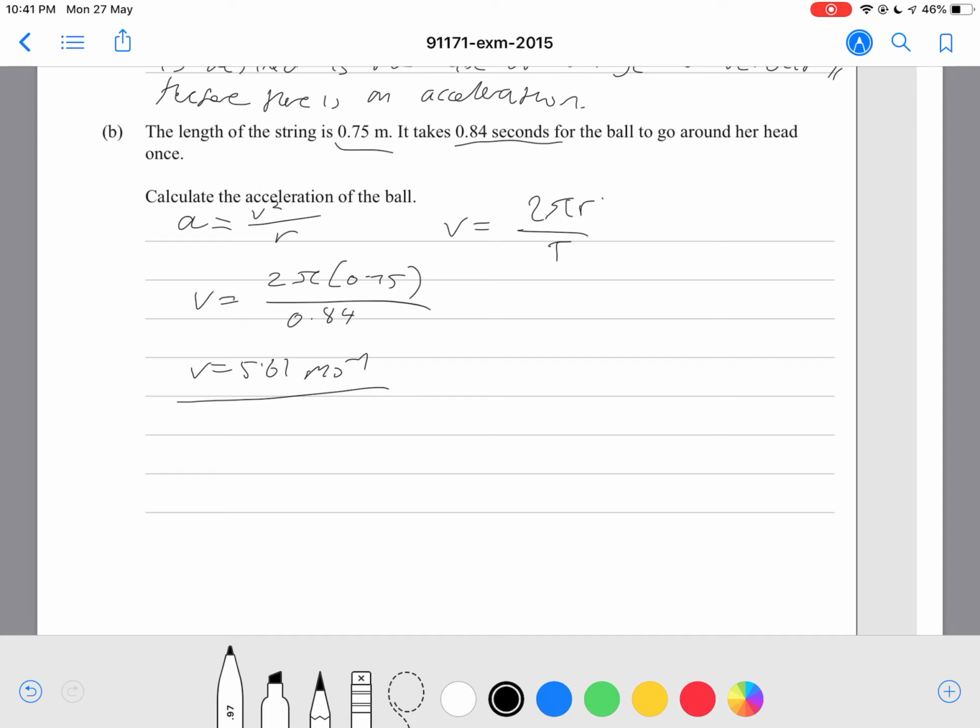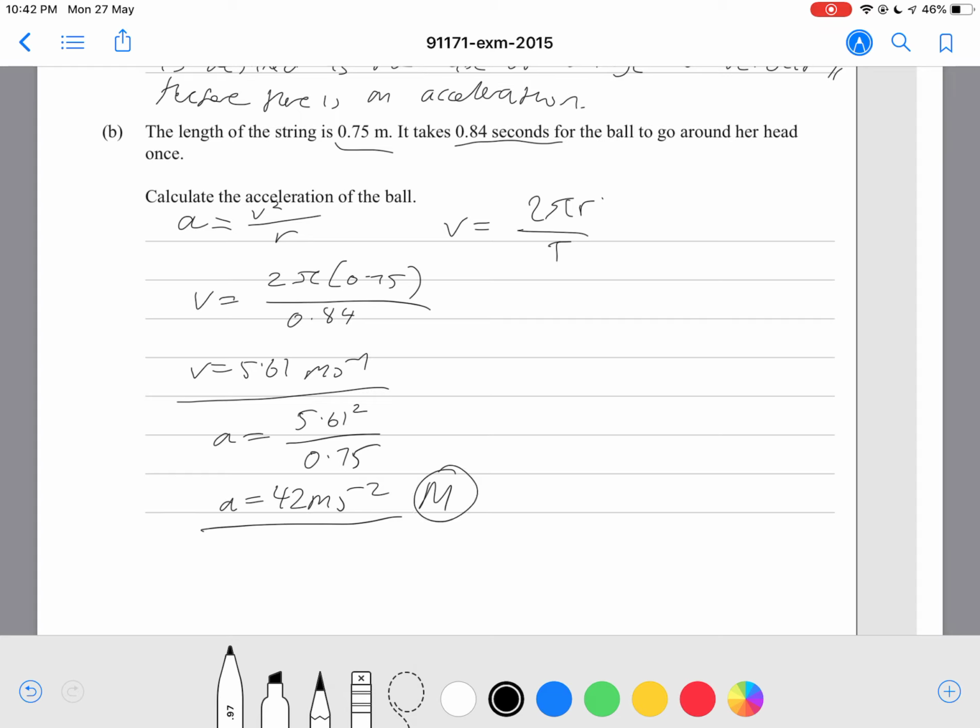So we're going to say radius equals 0.75 meters, okay? So we're going to say a equals 5.61 squared divided by 0.75. And the acceleration should come up to a equals 42 meters per second squared. Alright, so that should be your final answer. And getting up to here, to find the acceleration, will get you a merit grade.